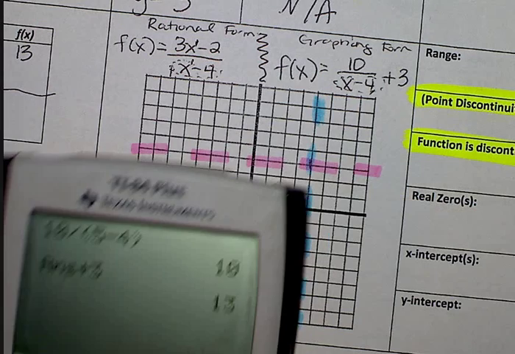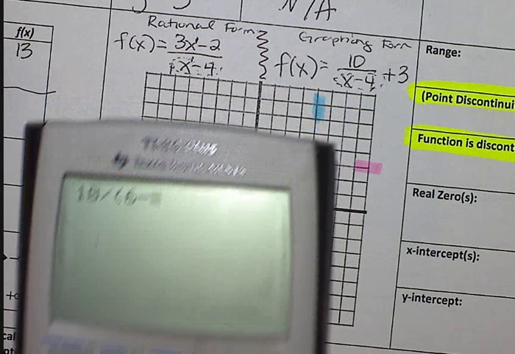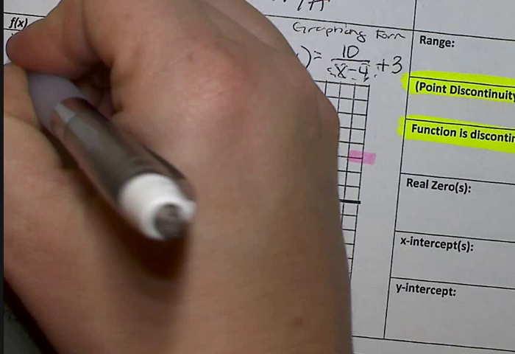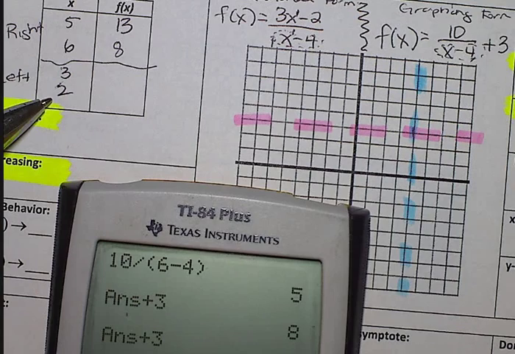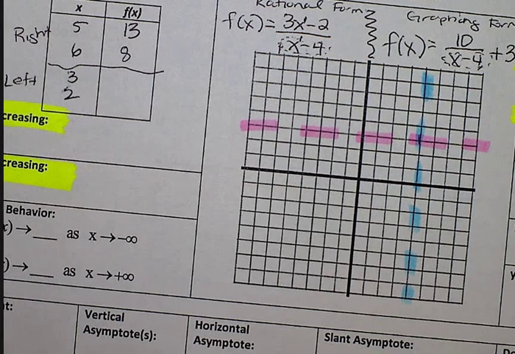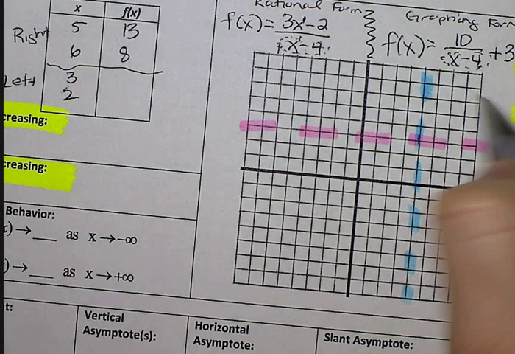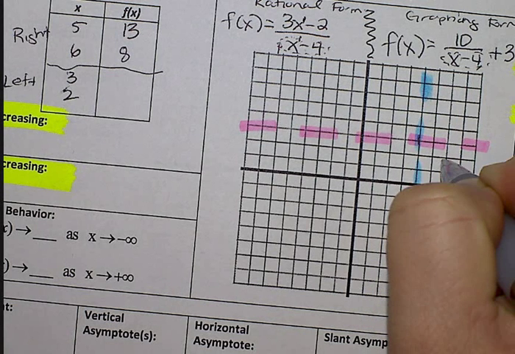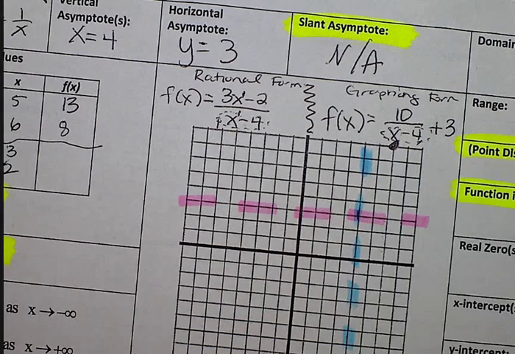We'll do the next one together. 10 divided by parentheses 6 subtract 4, and parentheses, add 3. The answer is 8. With your partner, I'm only going to give you 20 seconds. I'd like you to find the answers for 3 and 2. Go ahead. So I should hear you talking with your partner. 10 divided by parentheses 3 minus 4, and then plus 3, and then -7.